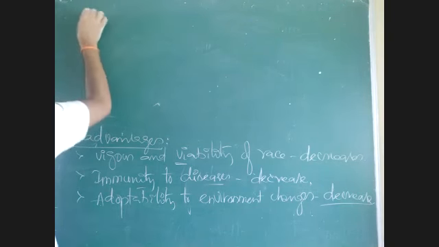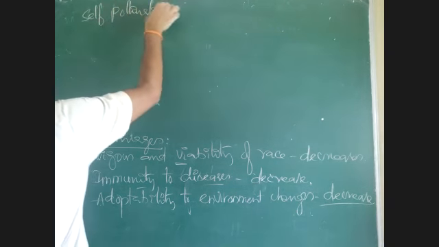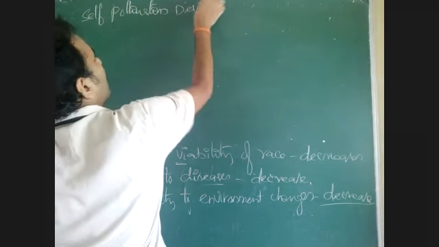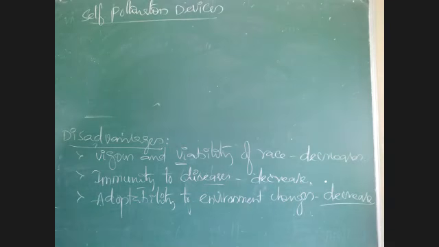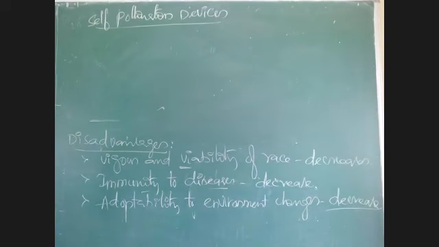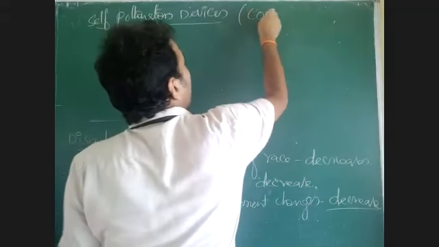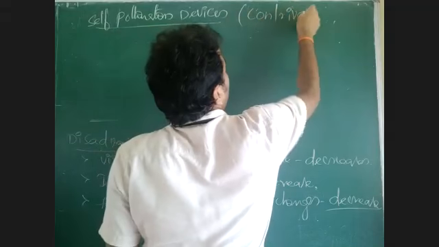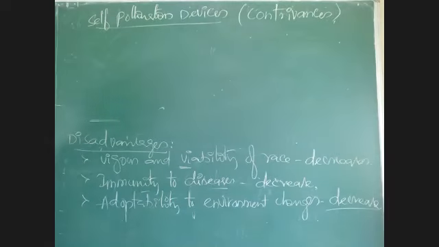Then self-pollination devices. That means some features that can perform self-pollination and can encourage self-pollination. Self-pollinating devices or inbreeding devices, we can say. These are also called contrivances of self-pollination, inbreeding devices or self-breeding devices.